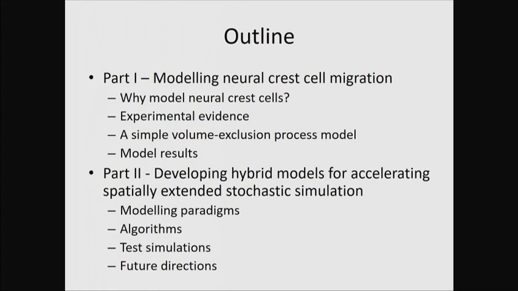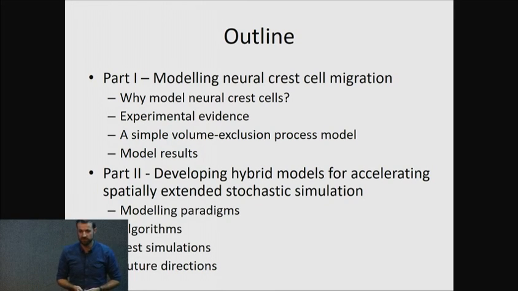which is going to talk about developing hybrid models in order to accelerate spatially extended stochastic simulation. So I want to scale these individual based models up. They become very computationally inefficient, so I want to take two different modelling regimes, one which is efficient but maybe not as accurate, and one which is more accurate but maybe very computationally inefficient, and hybridize them together in space.